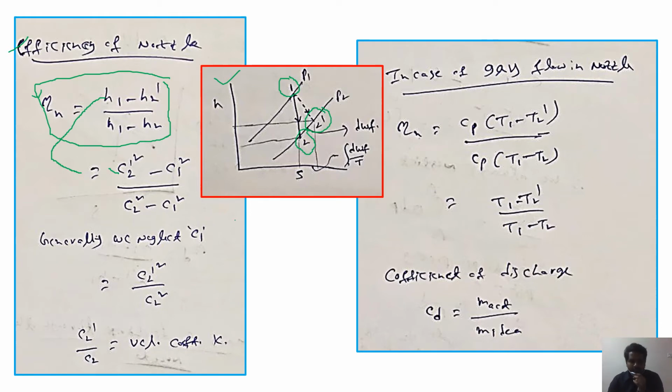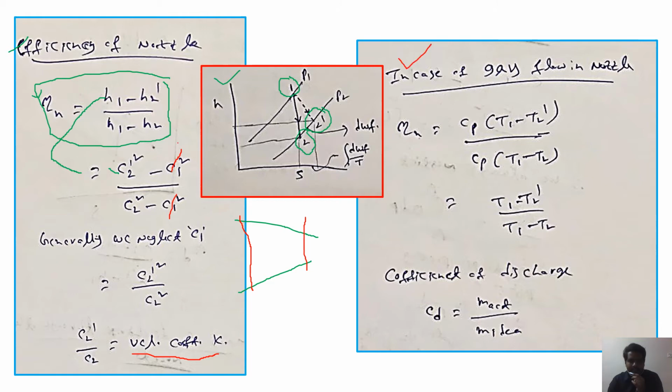And also we know that in the nozzle, the velocity at the exit will be very high when compared to the inlet. So generally we neglect the velocity at the inlet. The C1 term is negligible. So we can write it as C2 dash square divided by C2 square, that is the velocity coefficient K. This is when water or liquid is flowing inside the nozzle.